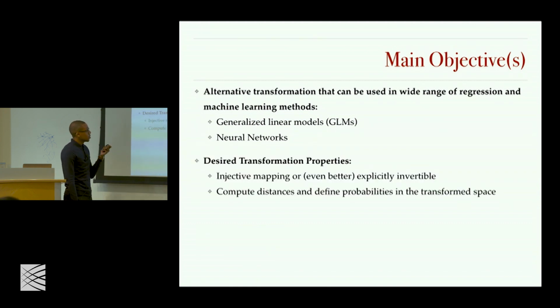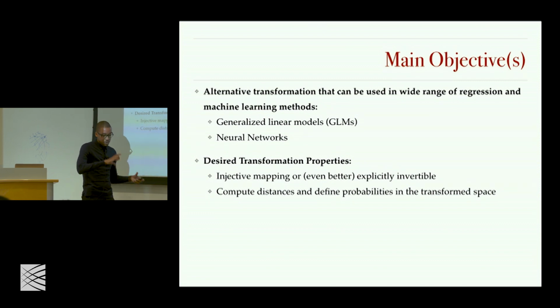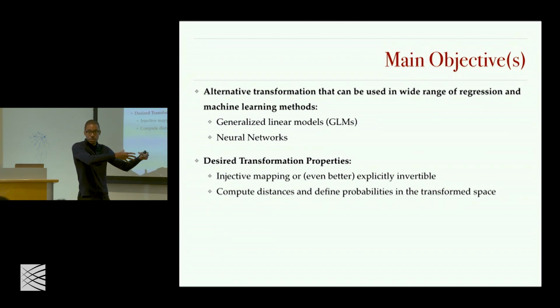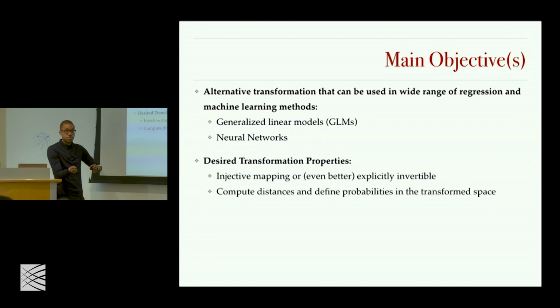But more importantly, I also want this transformation to be injective, right? And I want to be able to compute and define probabilities in this transform space. I want the first because as soon as I map my shape into some vectorized space, I want to then take the inference I do in that vectorized space and understand what that means in the context of my actual physical shape. Does that make sense? I want to be able to have this mapping back and forth.